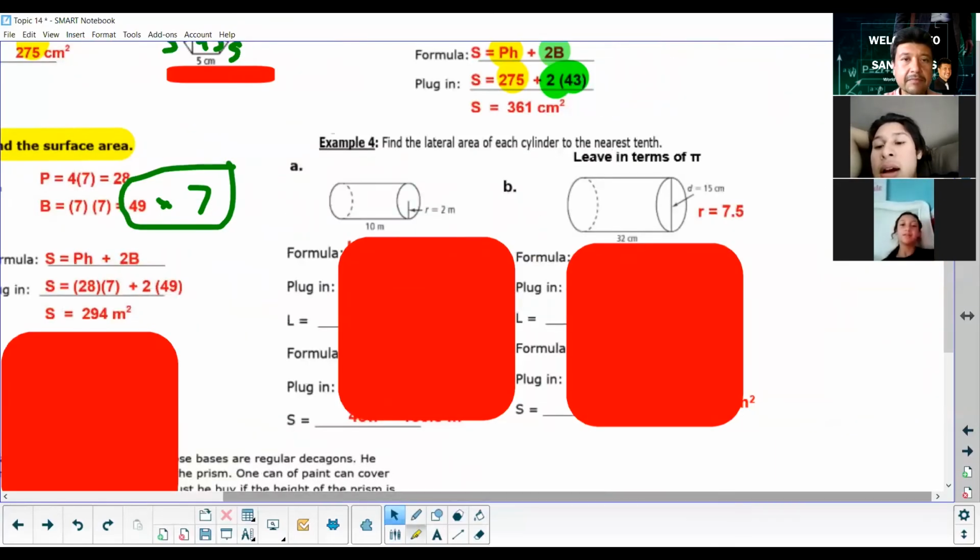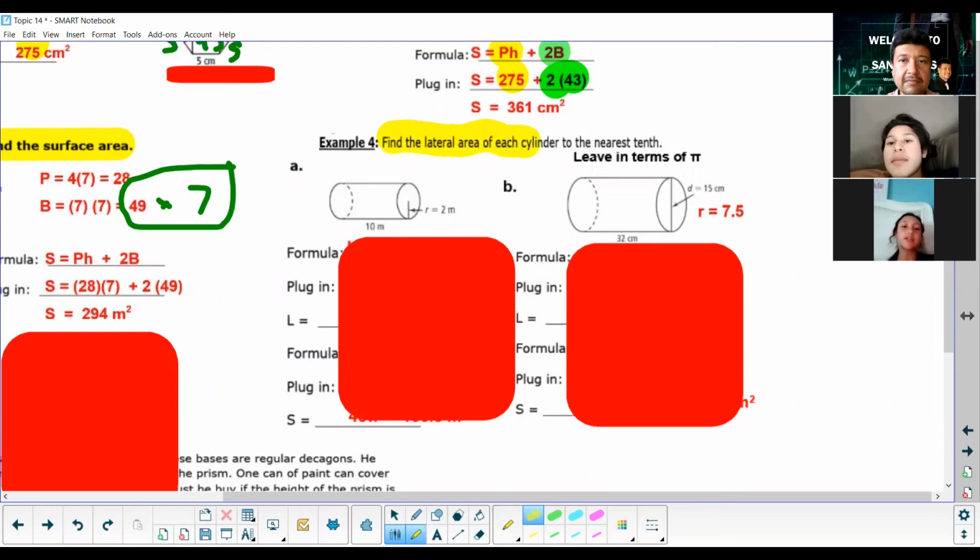Now let's have Celeste go ahead and read example 4. Find the lateral area of each cylinder to the nearest tenth. Now, this is very important. You see how it says leave in terms of pi? So Celeste, do you know what to do there?